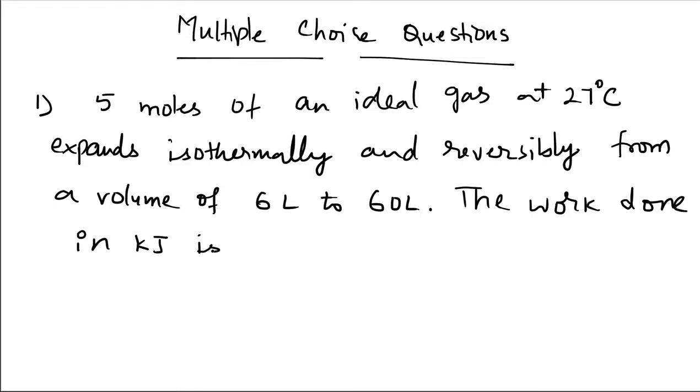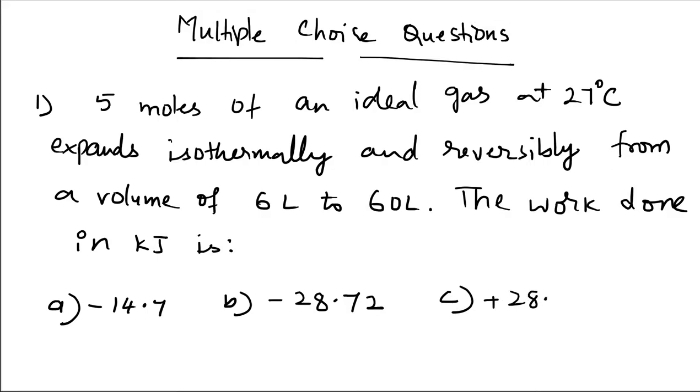The work done in kilojoules is option A, negative 14.7, B, negative 28.72, C, positive 28.72, and option D, negative 56.72. So here we need to mention the sign of the work also.